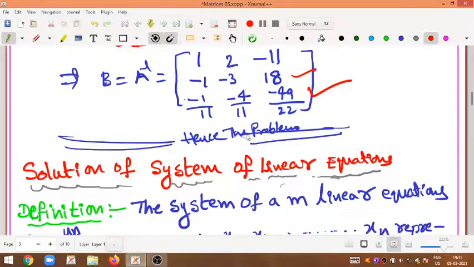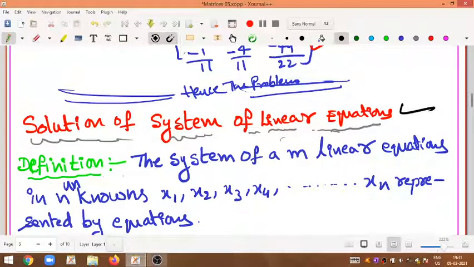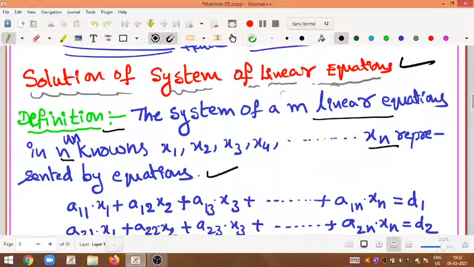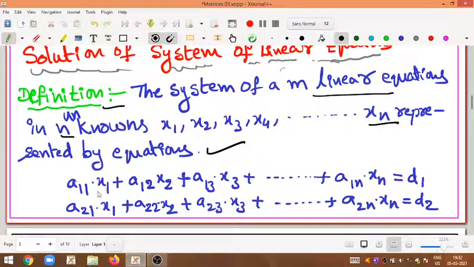So that is a very beautiful and interesting topic: solution of system of linear equations. First of all, see the definition. The system of m linear equations in n unknowns x1, x2, x3, and so on, xn, is represented by the equation a11 into x1 plus a12 into x2 plus a13 into x3 plus so on, plus a1n into xn is equal to d1.